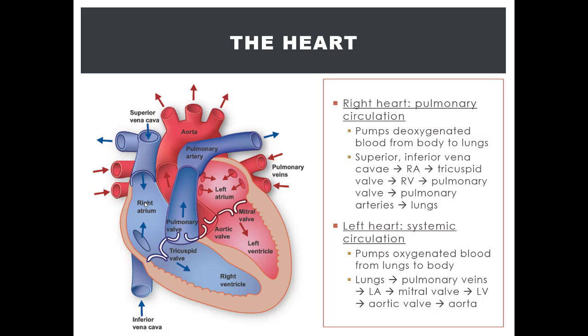Deoxygenated blood from the veins comes through into the atrium, into the right ventricle, through the pulmonary artery, to the lungs to become oxygenated, and oxygenated blood comes back to the heart through the pulmonary veins into the left atrium, then into the left ventricle, then out the aorta, which is the main artery, into the arterial system. And that oxygenated blood then gets delivered to all the tissues in the body and then again returns back to the right atrium eventually through venous return.